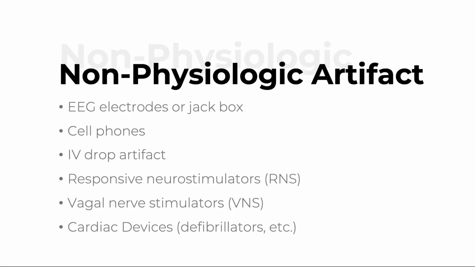Okay, so that's physiologic artifact, and now we'll move on to non-physiologic artifact. The thing about non-physiologic artifact is it can vary incredibly in source, but often it is electrical devices, essentially pretty much always. So cell phones are very common now, and that's a source of EEG artifact. The actual electrodes themselves are probably the most common source of artifact you're going to see. Sometimes that can be the jack box itself.